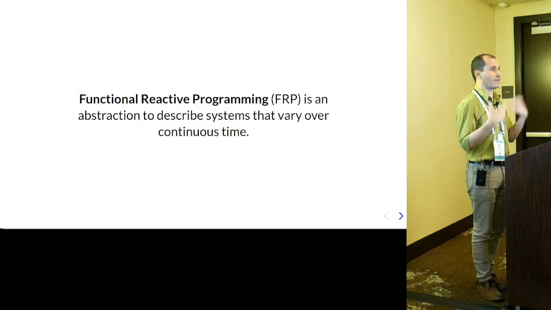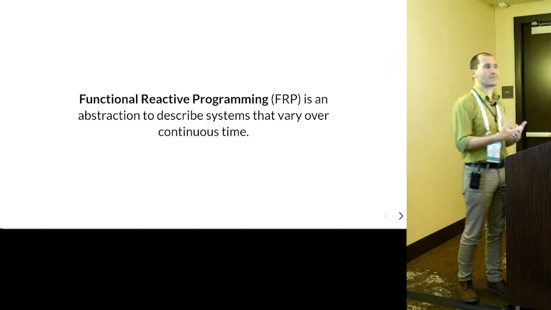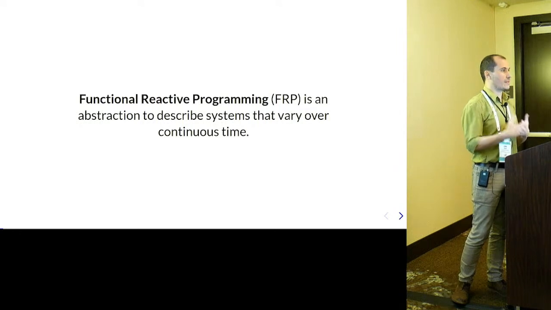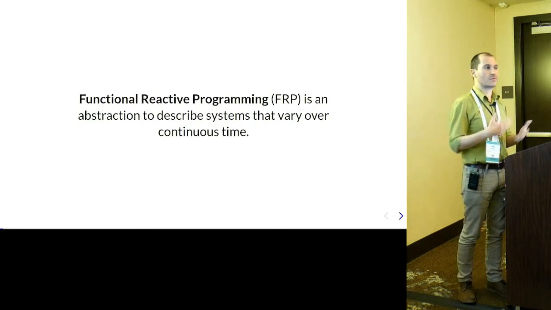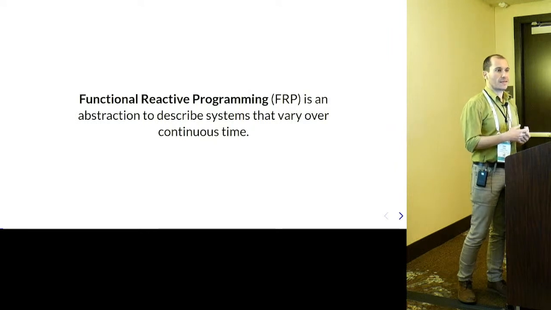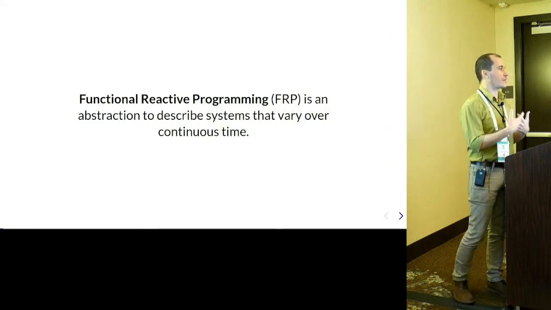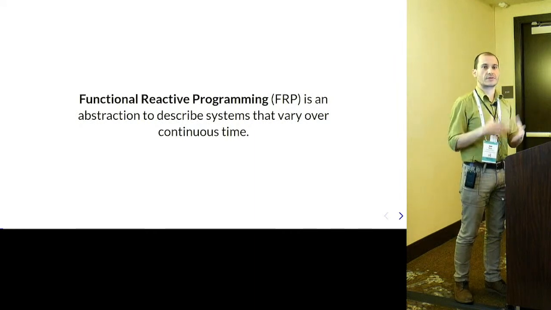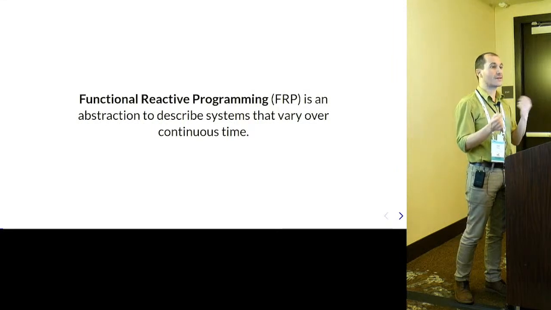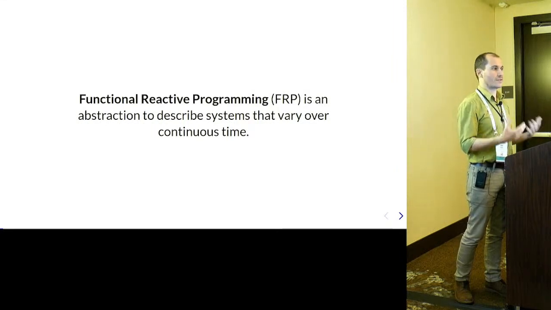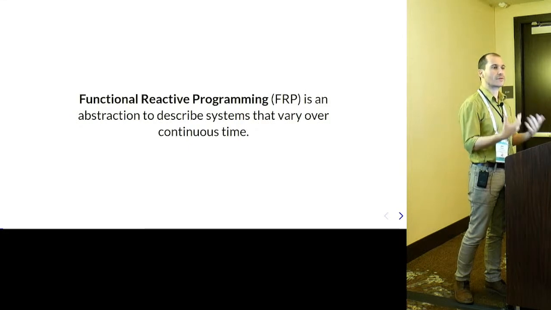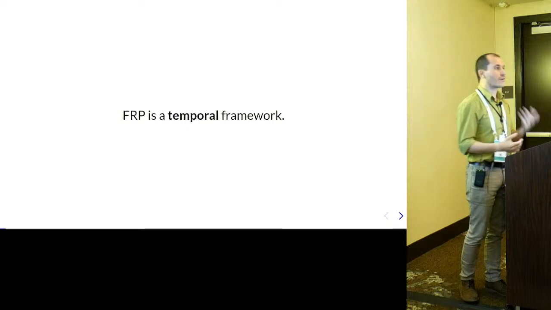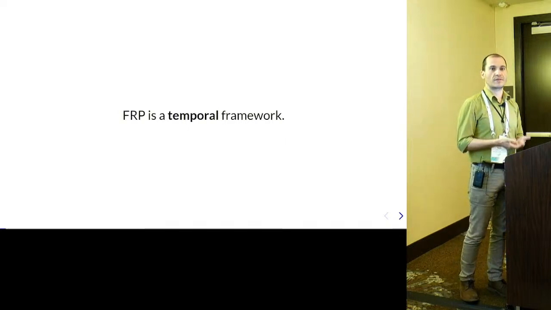So probably many of you have heard the concept or the term FRP, functional reactive programming. That's an idea that came to be around the 90s, mid-90s. FRP is an abstraction to describe systems that vary over time. And over the years, the term was kind of diluted and used to describe systems that were not necessarily over continuous time, not necessarily functional, they didn't have the denotational semantics, and the term lost its meaning. But FRP, at its core, is a temporal framework.